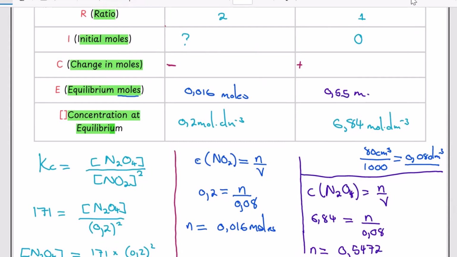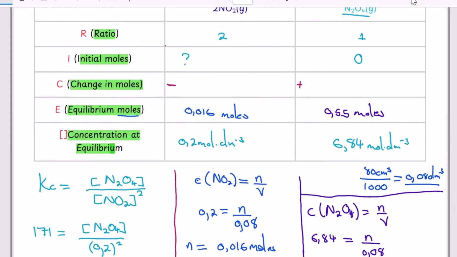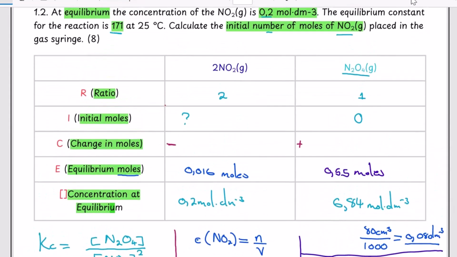0,55 moles there. Okay, so now let's look at our table. The initial number of moles is 0. Then after adding something, we end up with 0,55 moles. So how many moles were added here, from 0 to 0,55? We added 0,55 moles, right?